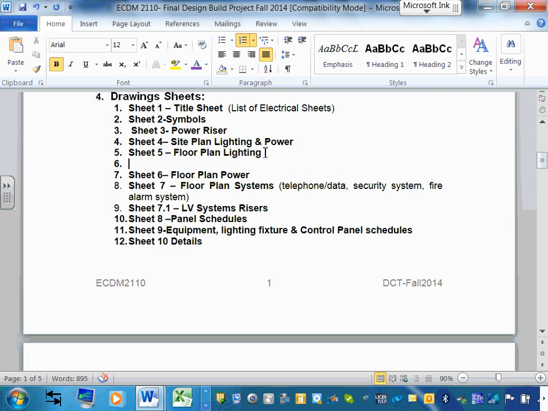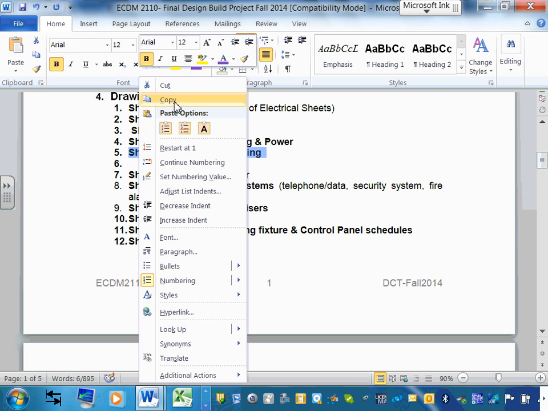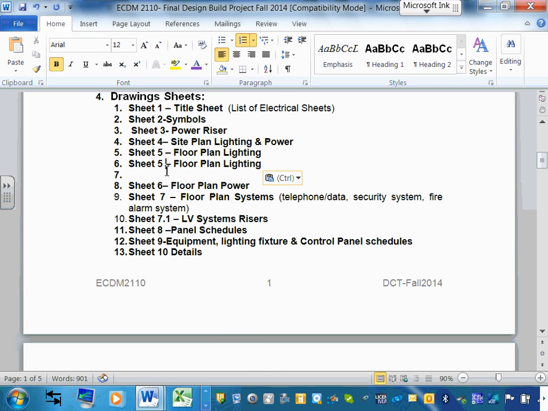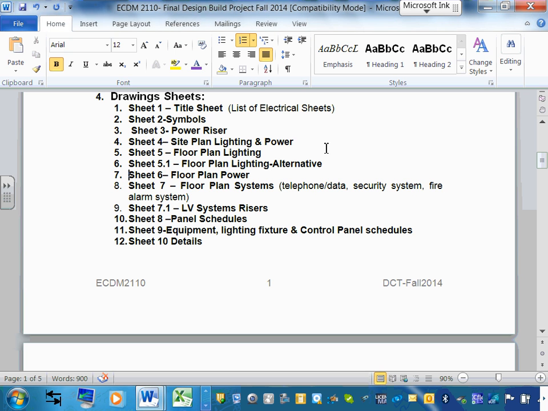Actually, right here, copy on the spot, might as well do it. So if you put it 5.1 floor plan lighting alternative. Okay, so we're going to have 2 floor lighting sheets, 1 regular and 1 alternative.